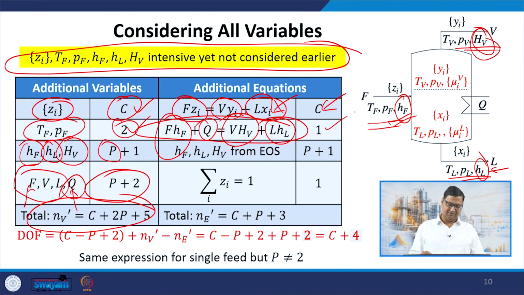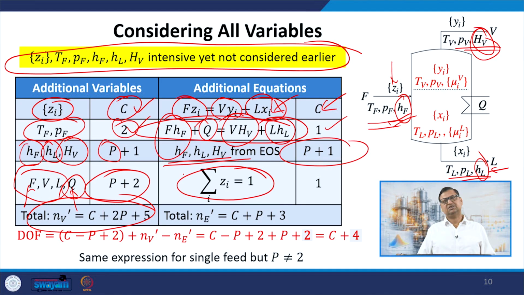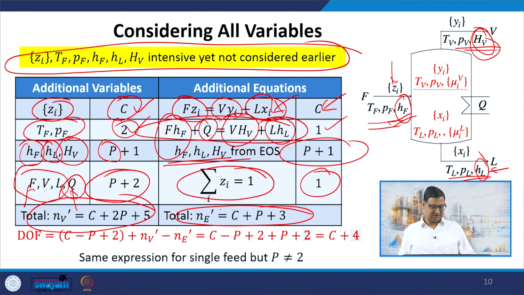And now we have these enthalpies, and these enthalpies clearly have to come again from the equation of state, just like chemical potentials, and in this case it is 3, but in general it is P plus 1 for P phases. And again, since we have introduced a new mole fraction variable, we have a summation equation for that overall mole fraction, and we again get an extra equation from here. So, this gives me a total number of equations equal to this.